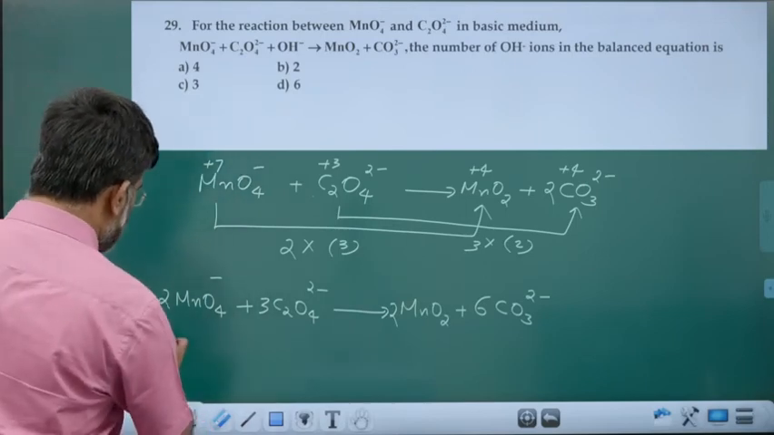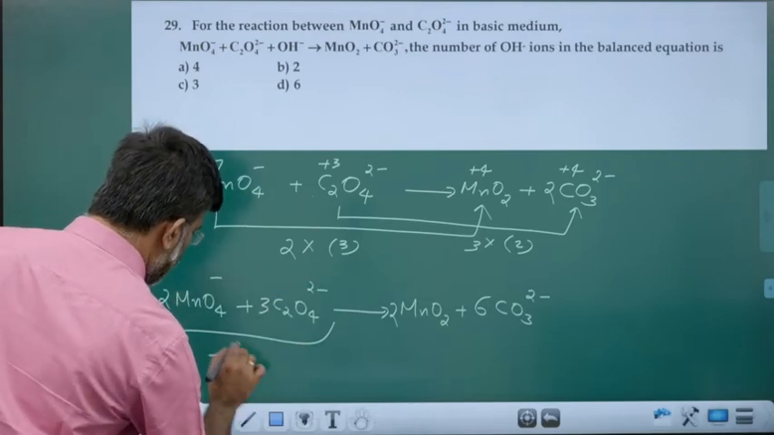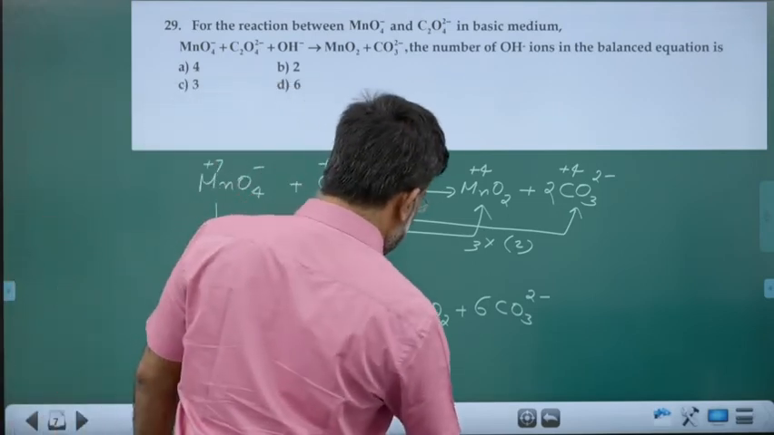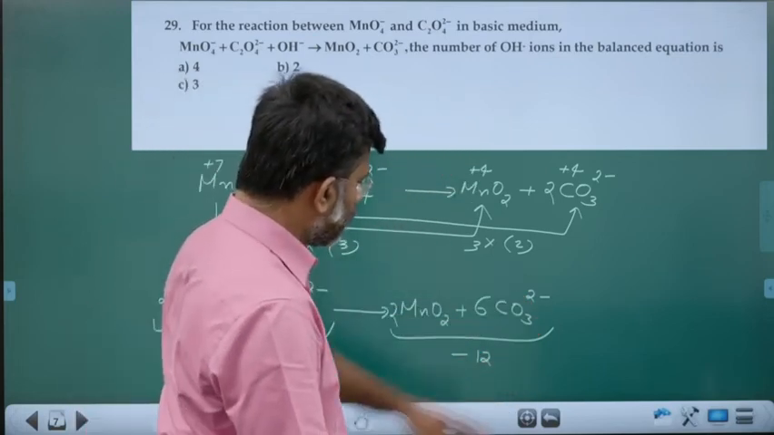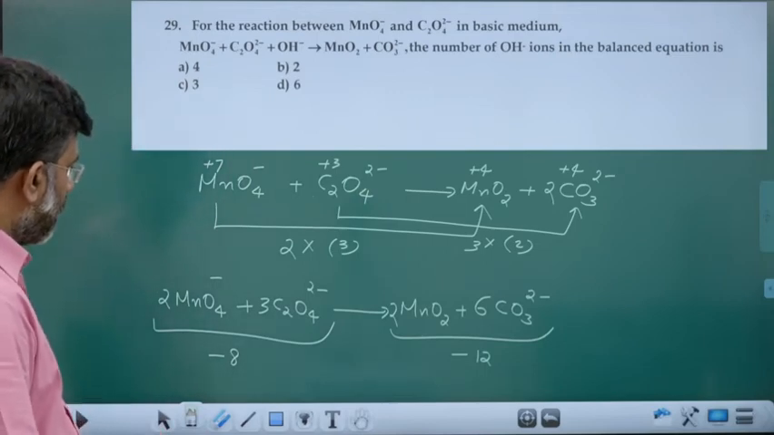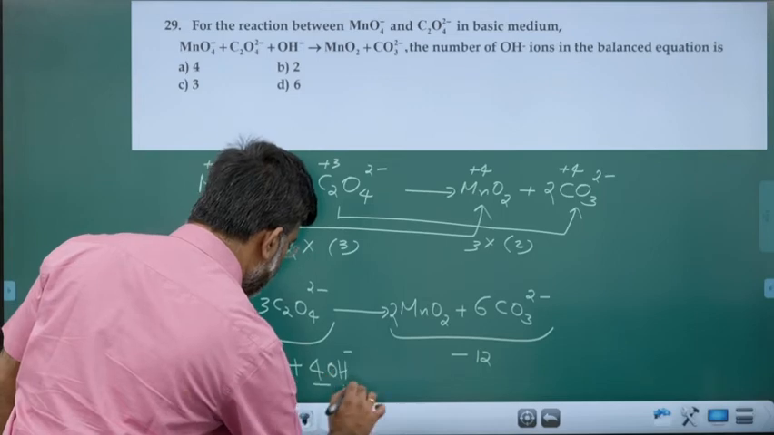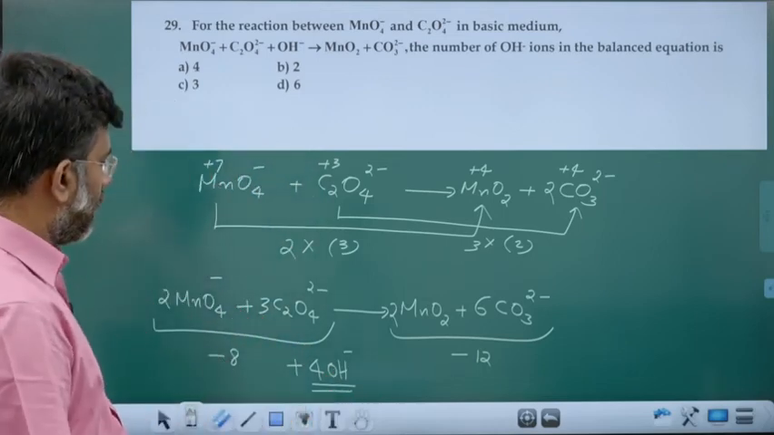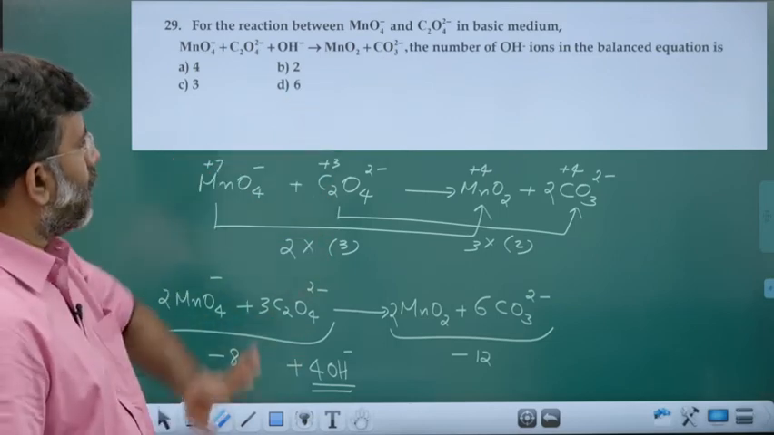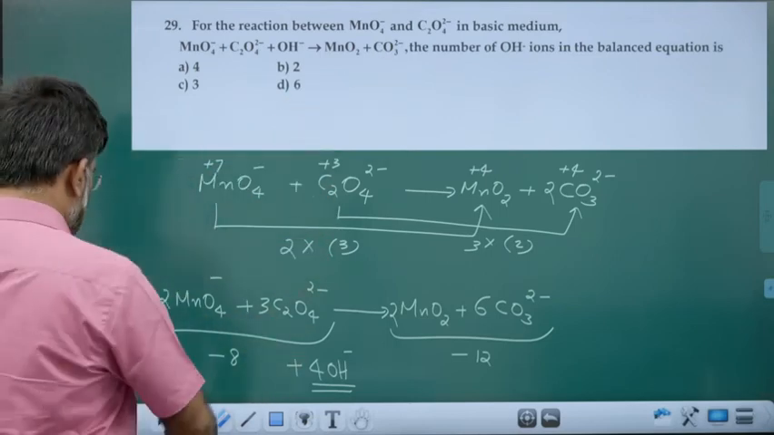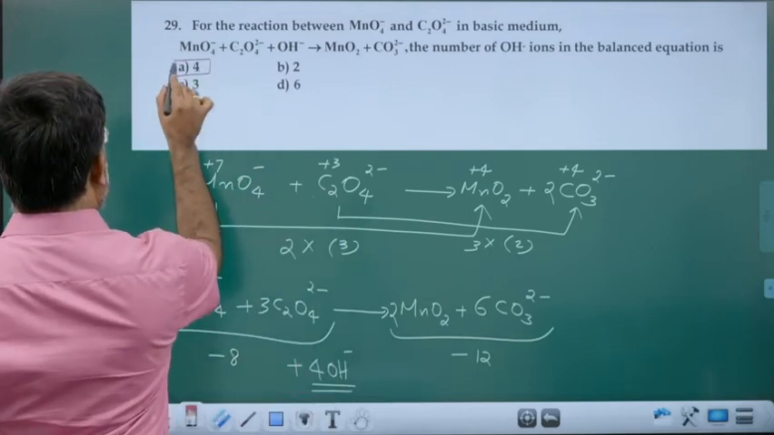Now, the charge on the left hand side: 2 minus charge and 6 minus charge, so 8 minus charge. Charge on the right hand side is 6 into 2, 12 minus charge. Therefore, here you need to add 4 OH minus in order to balance the charge. The number of OH minus ions in the balanced equation is 4, no doubt, option A.